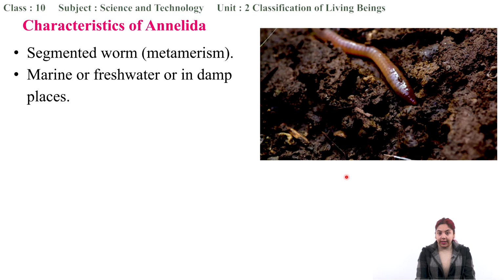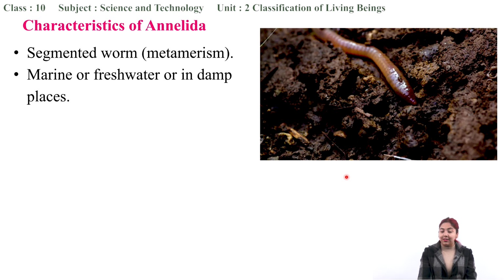They are either marine, that is, they live in salty water, or they live in fresh water, or they are also found in damp places. We have all seen earthworms in our surroundings, and we can see that they are usually found in moist soil. And have you seen an earthworm? What happens to it when it lies under the sun for a longer period of time? Do you know what happens to the earthworm? It dies. So why does it die? We'll talk about it in further characteristics.